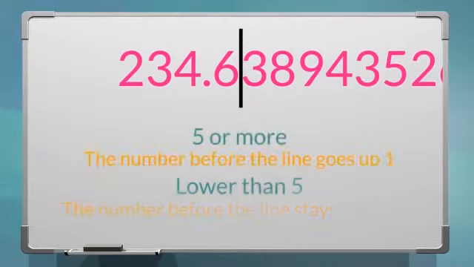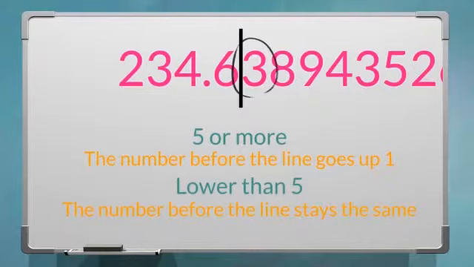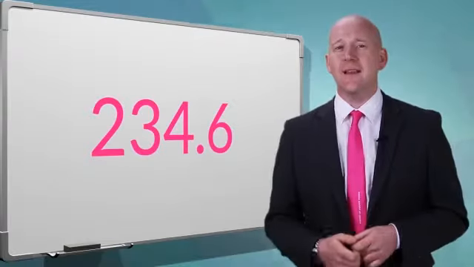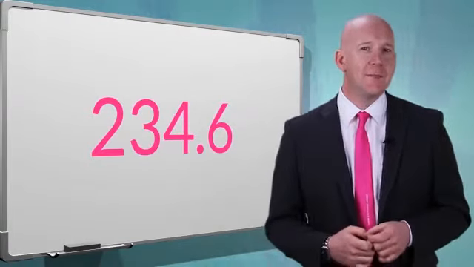If it is a 5 or more, the number before the line goes up by 1. If the number to the right of the line is lower than 5, the number before the line stays the same. So in this case, the number immediately to the right of the line is a 3, which has no effect on the 6, meaning your answer stays as 234.6 as everything after the line disappears.